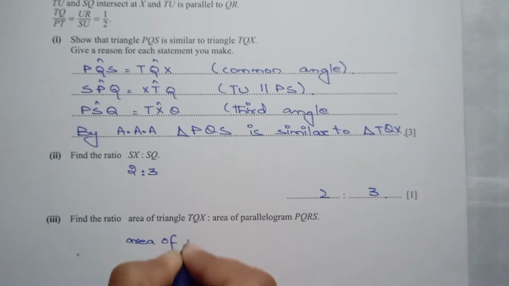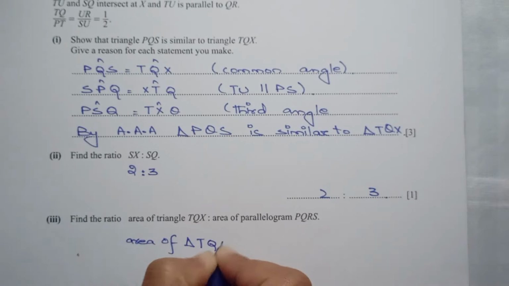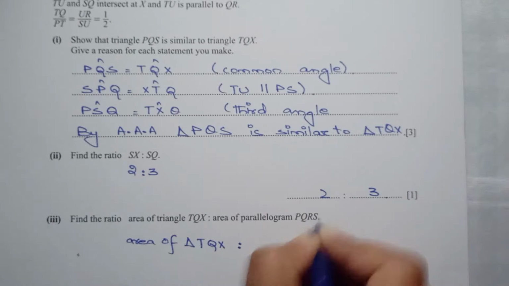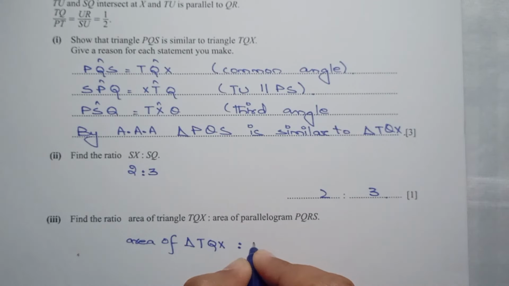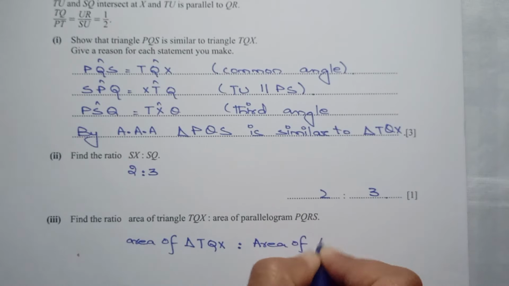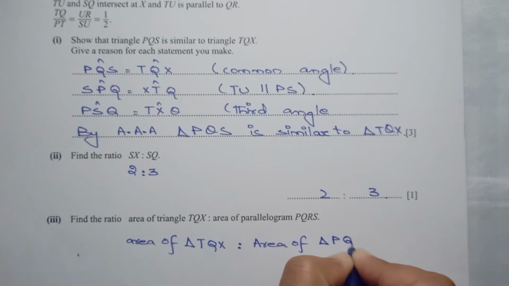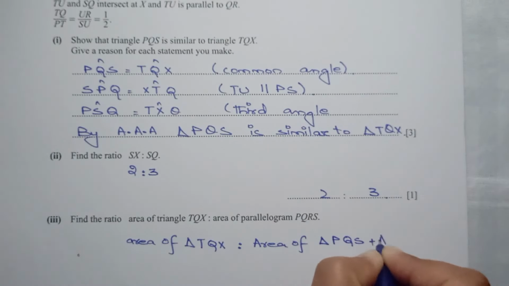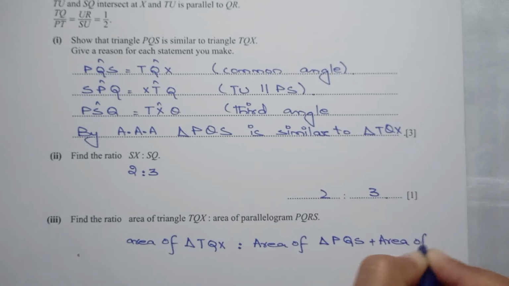So this is the area of triangle TQX ratio. The area of a parallelogram is basically the area of two triangles: area of triangle PQS plus area of triangle SQR.